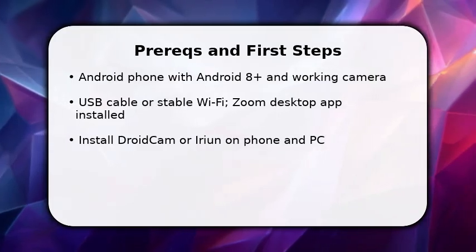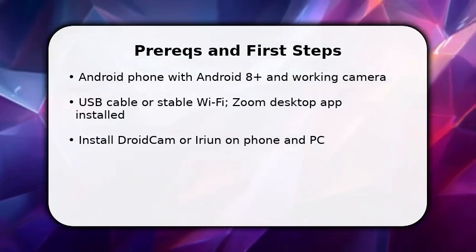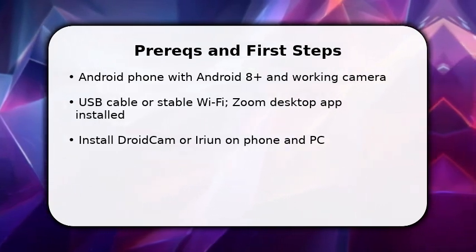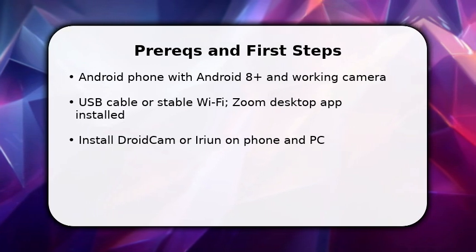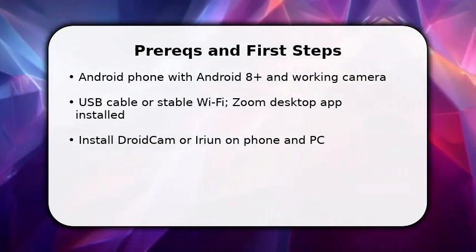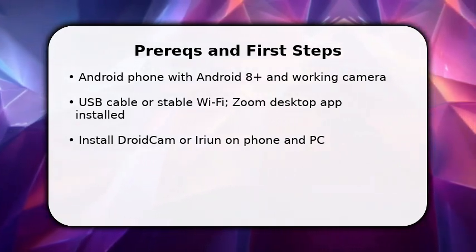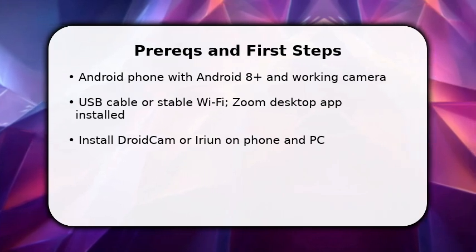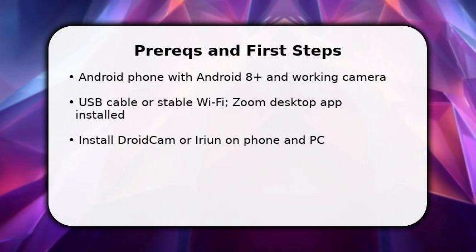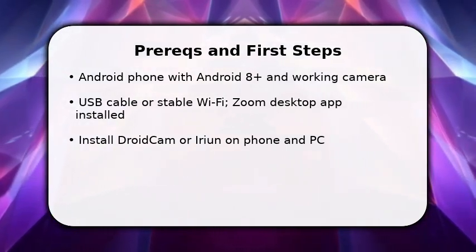You'll start by getting the essentials ready: your Android phone, a USB cable or reliable Wi-Fi, and the Zoom desktop app on your computer. Download and open the DroidCam or Iriun app on the phone and install its desktop client on your PC. Once both apps are installed, connect the phone by USB or select Wi-Fi mode in the phone app. Make sure you grant camera and microphone permissions when prompted, because without them, the desktop client can't access the stream. Now you'll link the two devices.